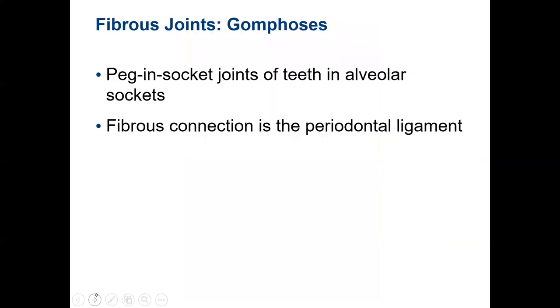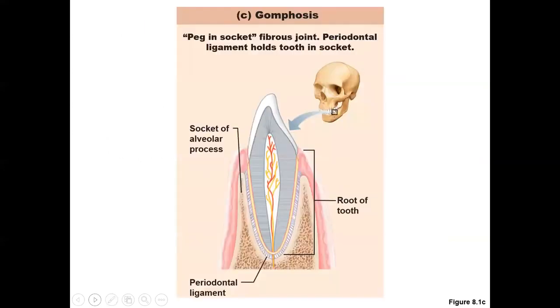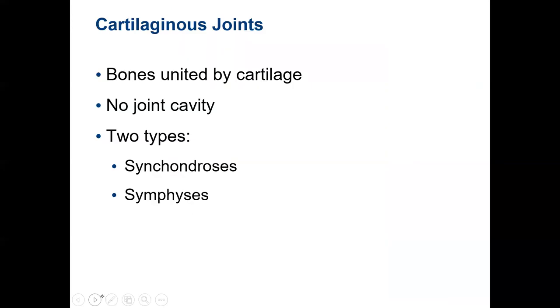A gomphosis is what holds your teeth in the socket. The little ligament that holds your teeth in the socket is called the periodontal ligament. So when your kids lose their teeth, that periodontal ligament dissolves, and then all that's left holding it in is that blood vessel and the nerve. It's super gross. I hate teeth. Let's move on.